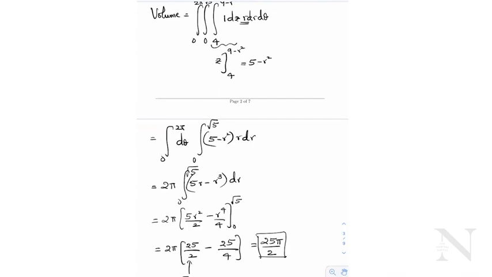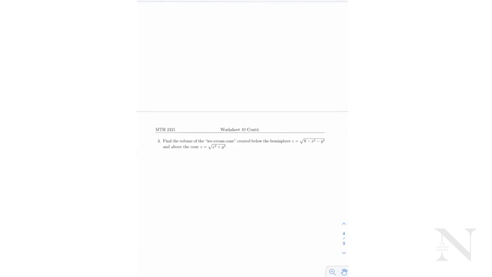Okay, now let's see what else. This is our favorite ice cream cone problem, which we did last week and we couldn't do because it was getting a little rougher in terms of the integration. Can you try this using cylindrical coordinates and see whether it's easier?